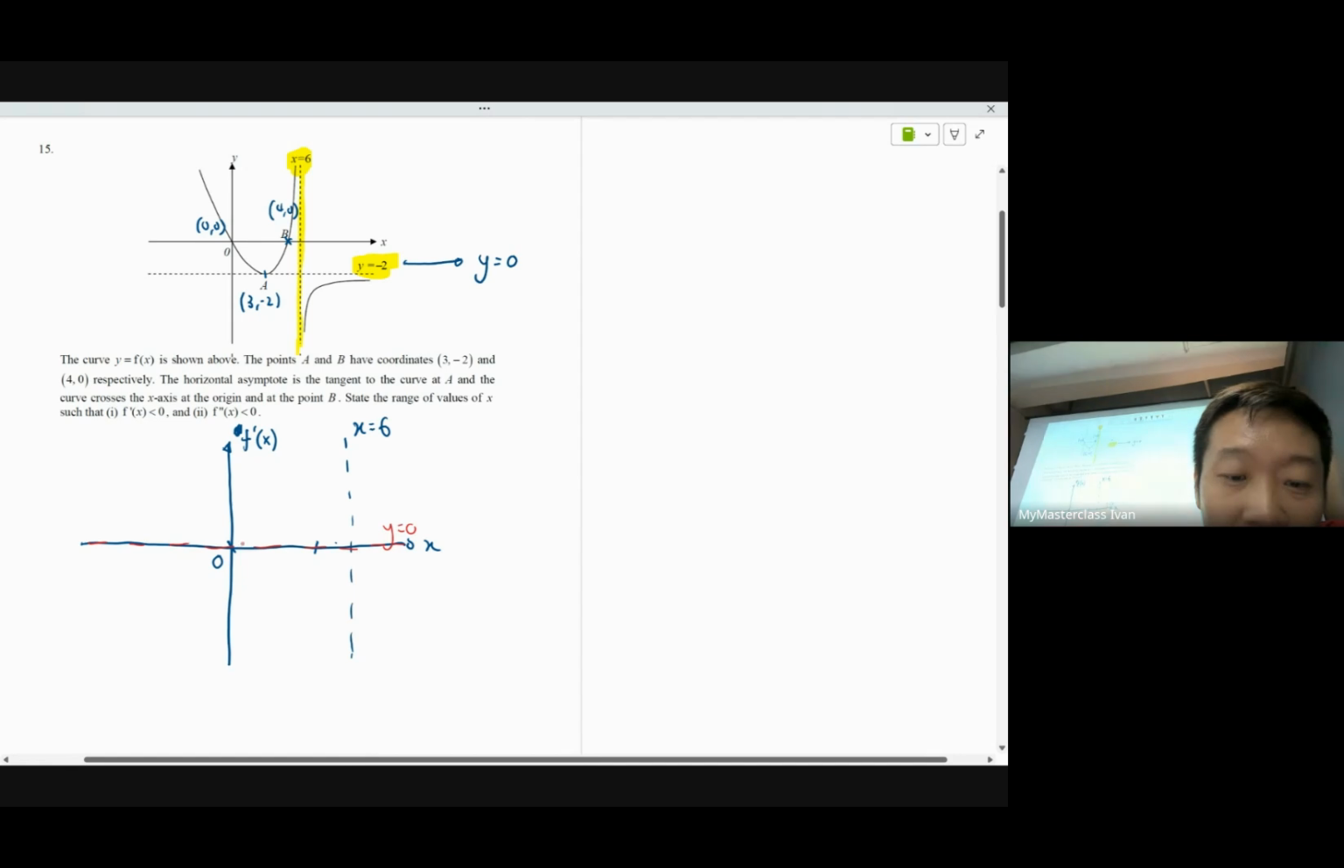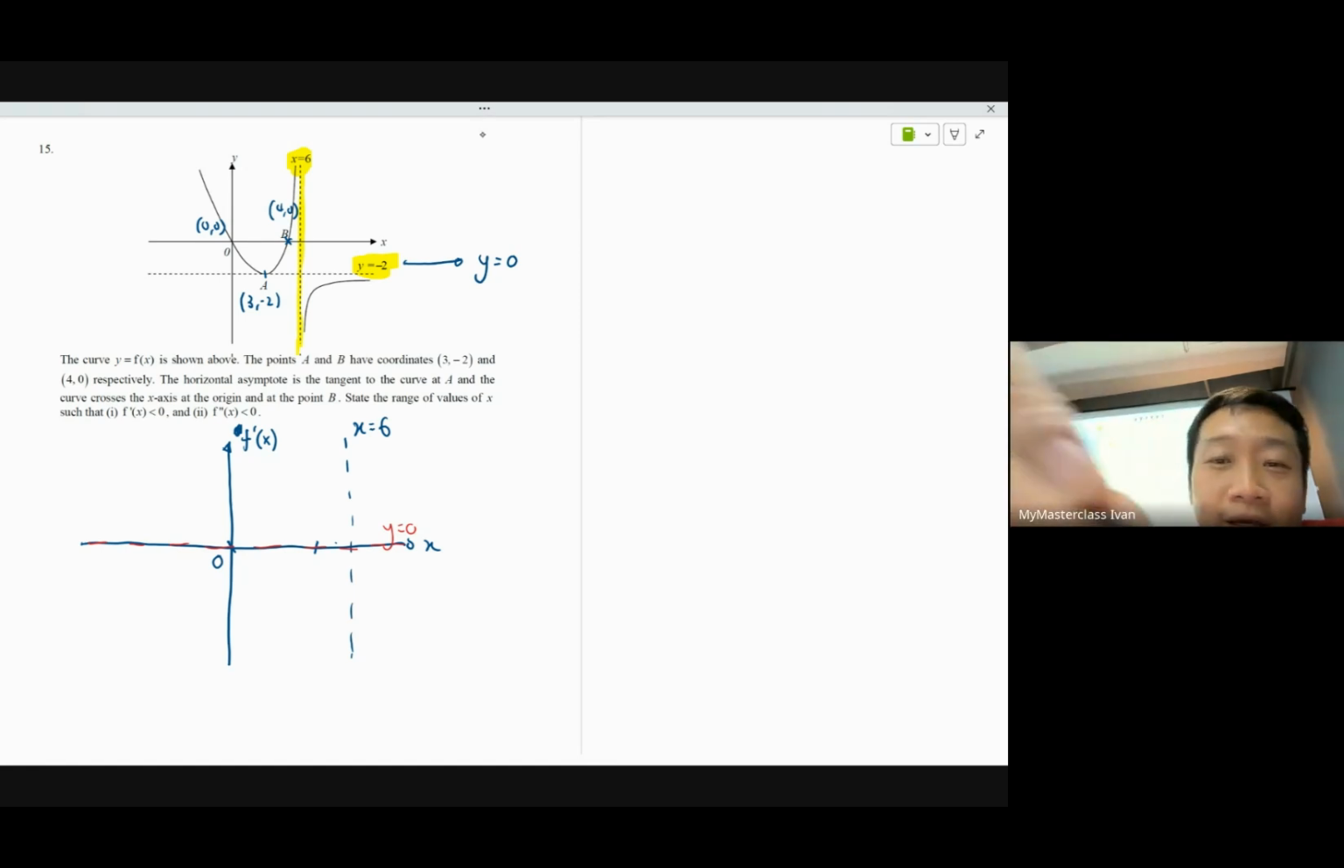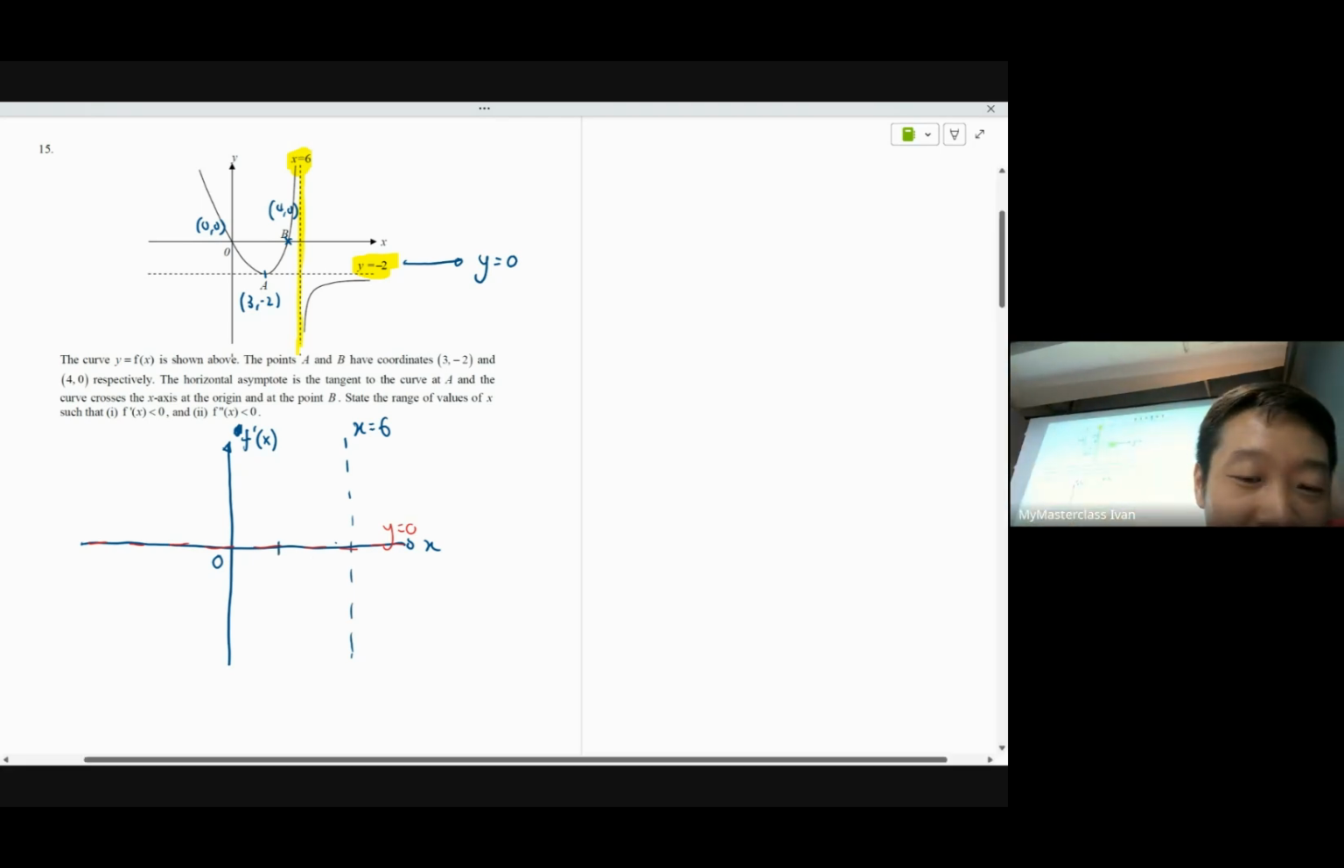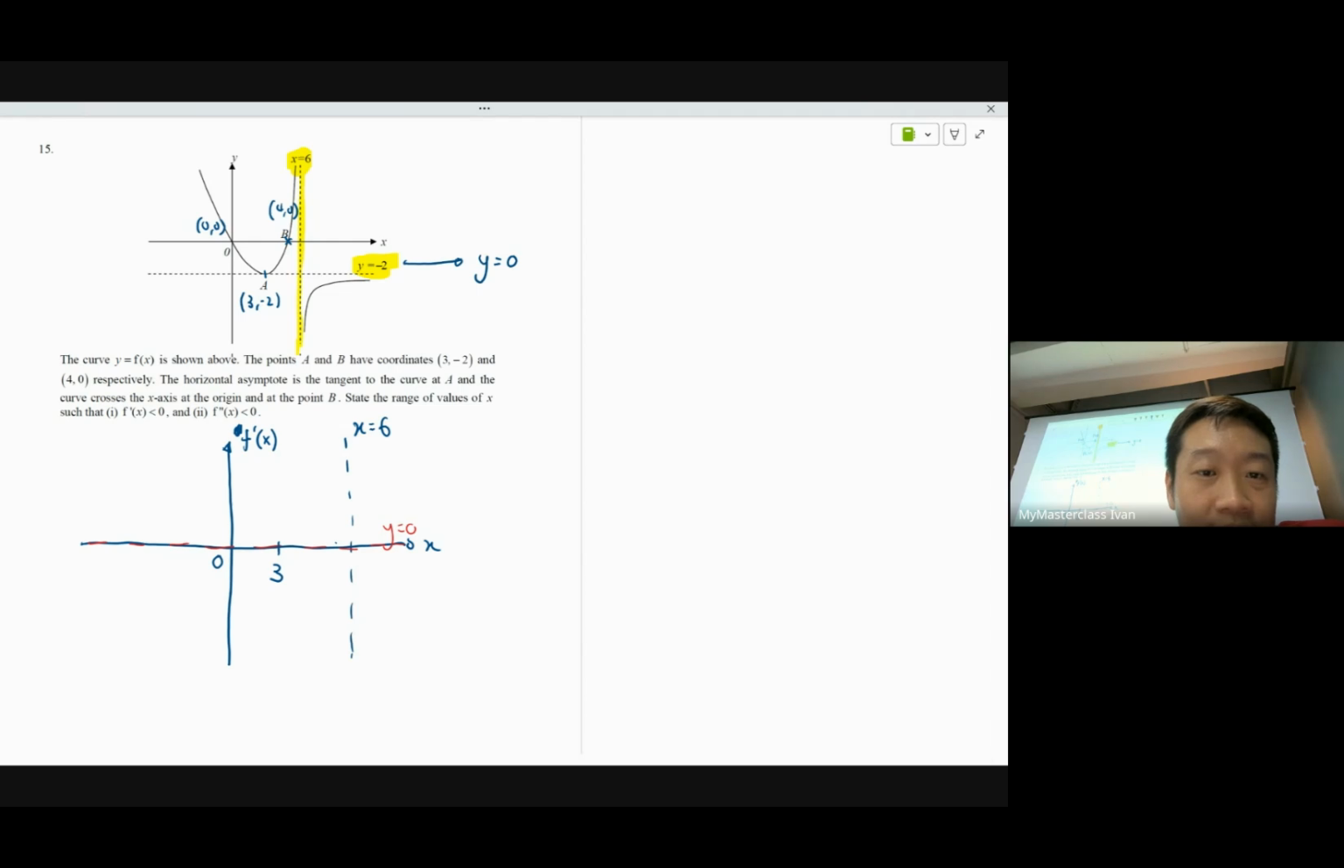Oh, 4. Oh, sorry. My mistake. So Josh, it's not 0. The stationary point becomes the x-intercept, not the x-intercept becomes the x-intercept. So this is the only x-intercept. The x-intercept here doesn't matter anymore.